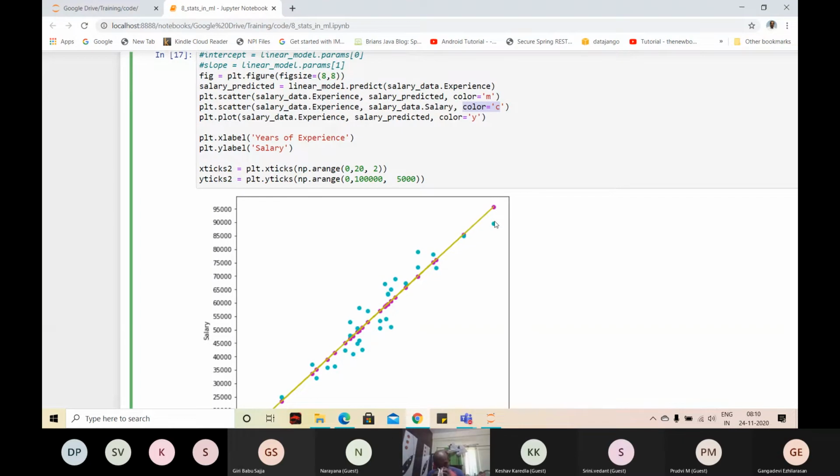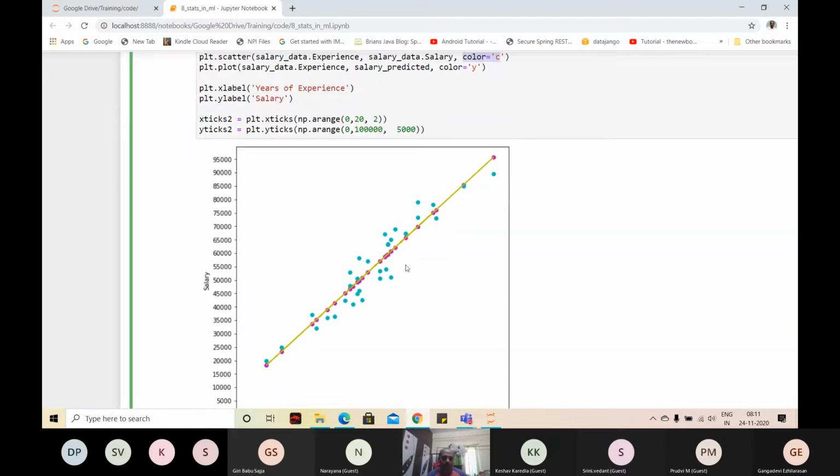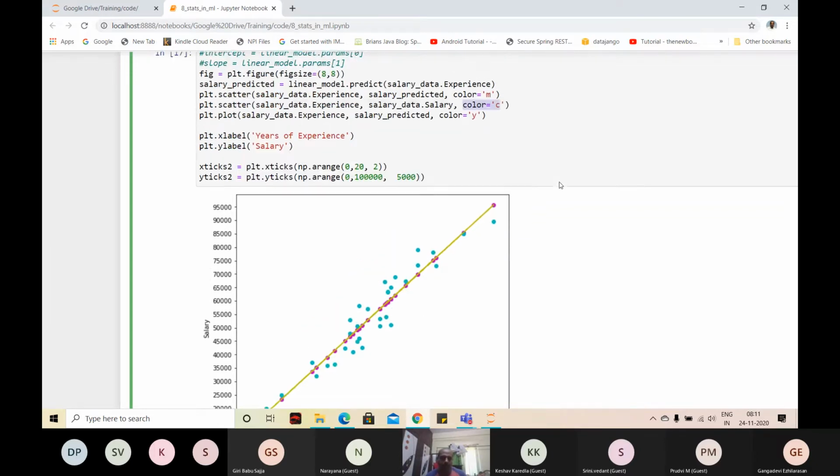Sometimes my question may be dumb. You can actually say, why are you asking this question also? Why are they not in line? If you look at the magenta dots, they're all very perfectly aligned. But these other dots are not perfectly aligned. They are scattered all across. Why?